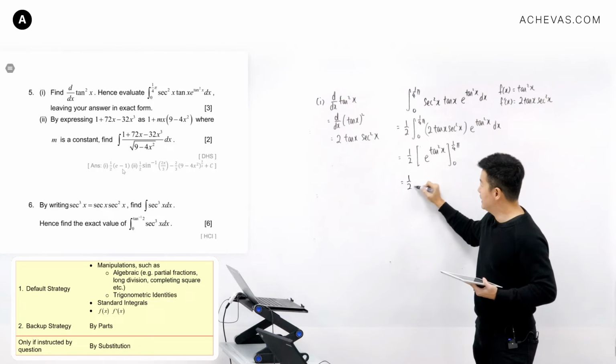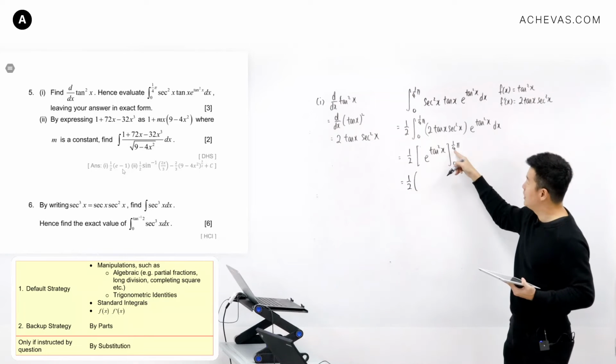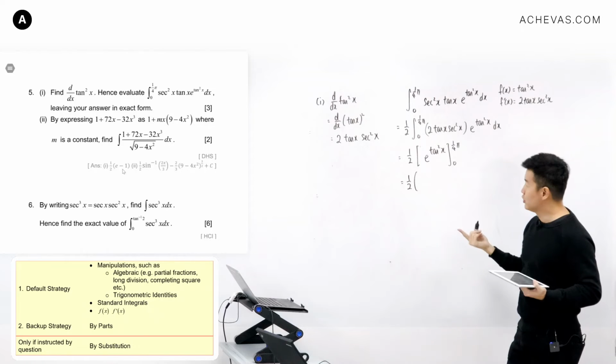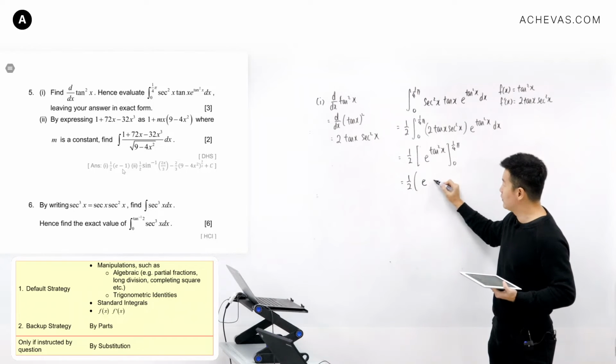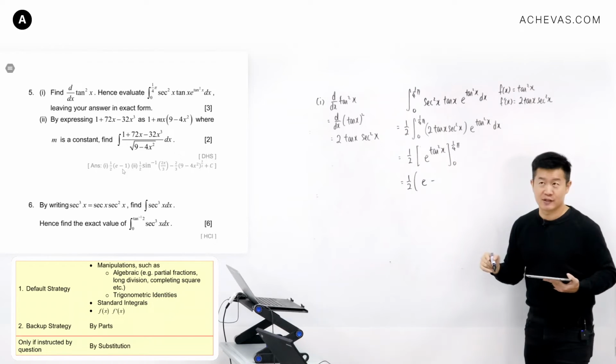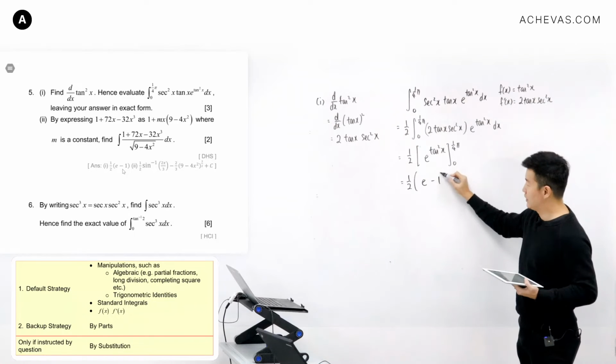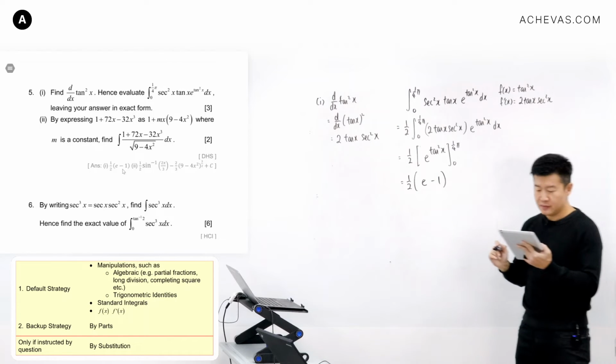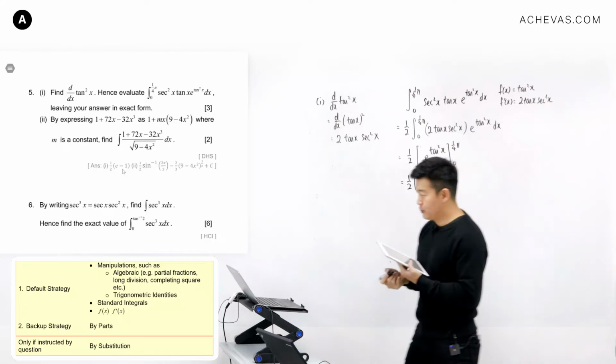Substituting the numbers in, we have tangent pi over 4 to the power of 2. Tangent of pi over 4 is 1, to the power of 2 is still 1. So we have e to the power of 1, minus away tangent 0, which is 0, so e to the power of 0 is 1. My answer is this. This is part 1. Let's take a look at part 2.